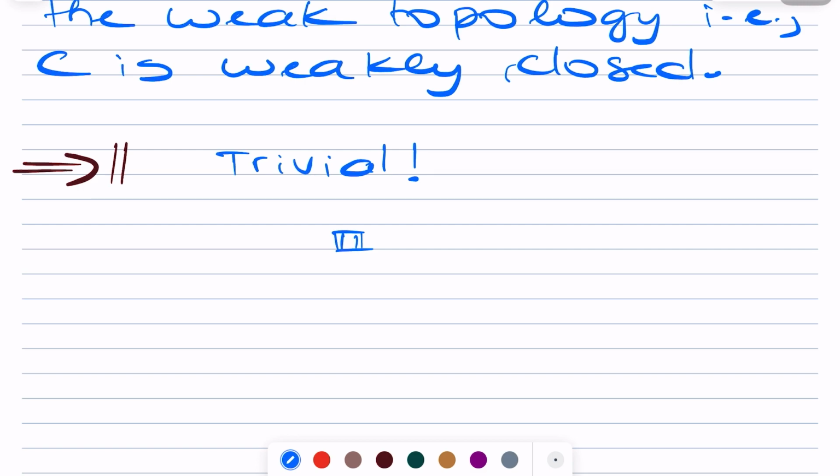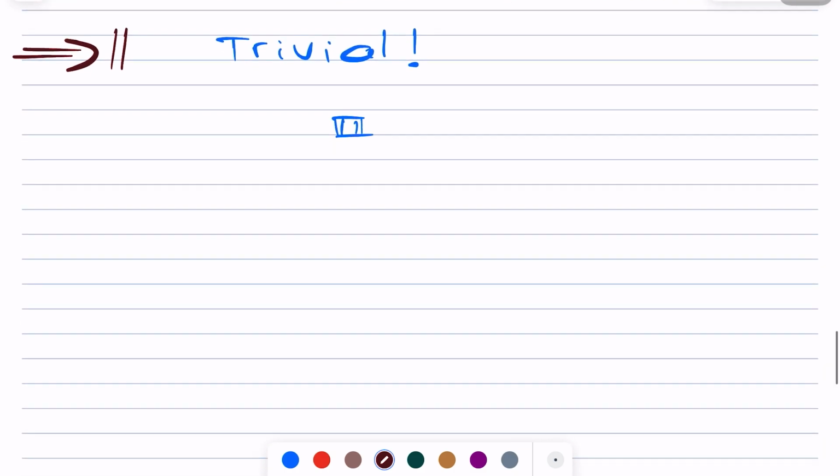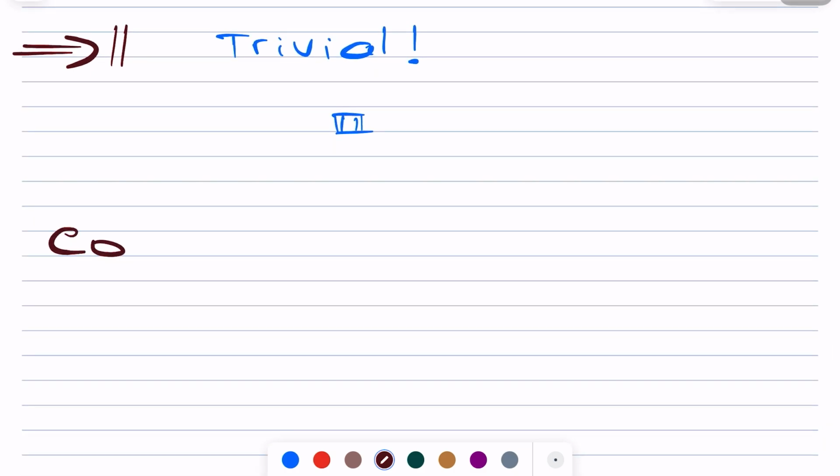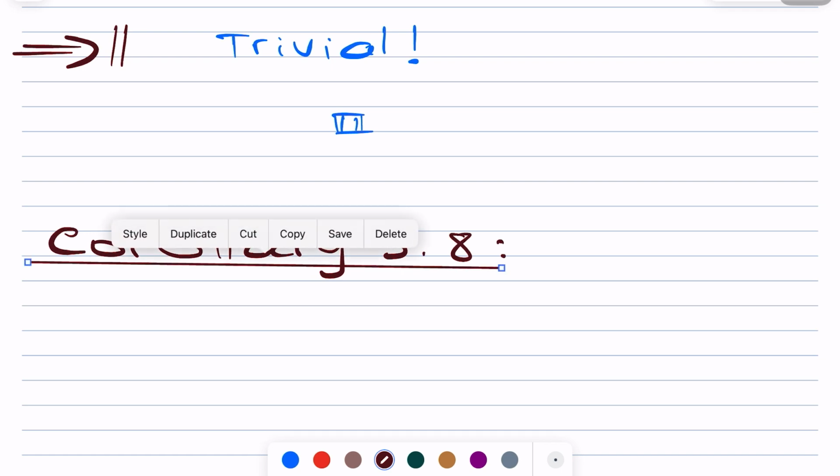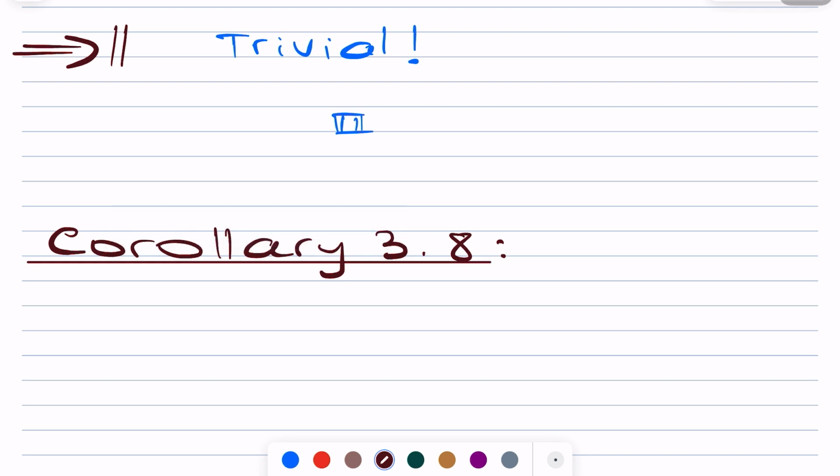Okay, so I think the harder part, not really the hardest, was actually to move from strong closedness to weak closedness. So from this we can derive an interesting property, a corollary to 3.8 here. This is due to Mazur.